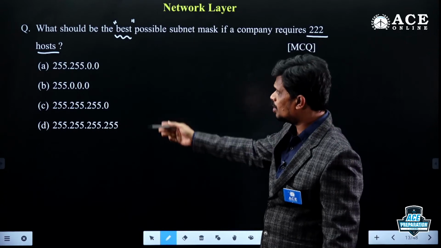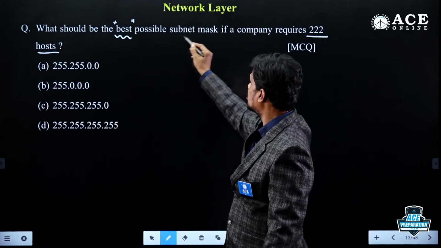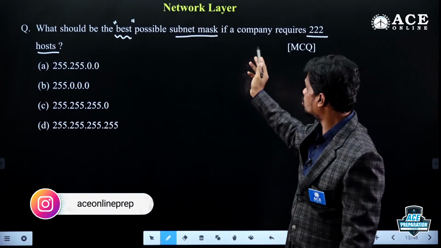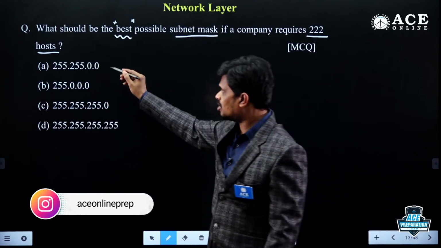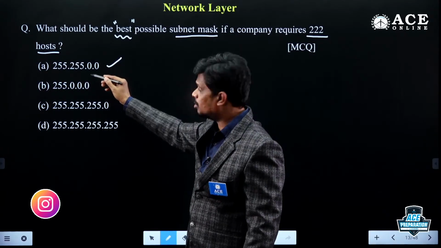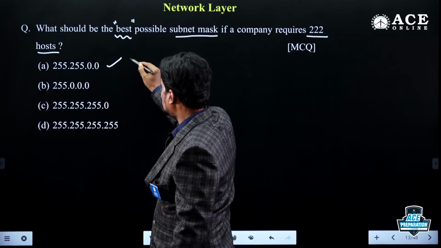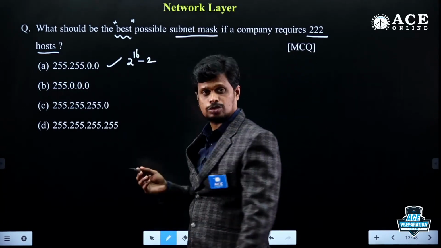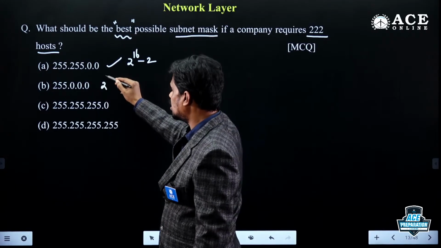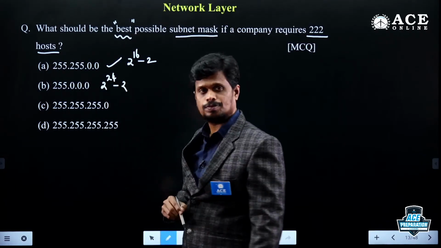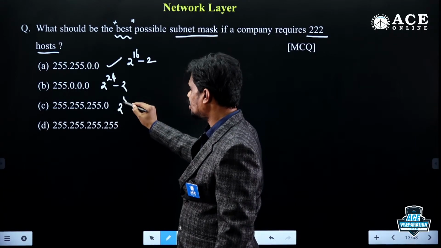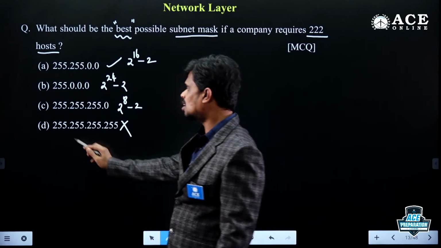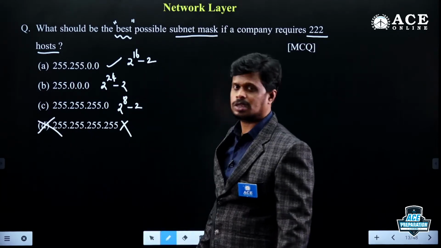So just look at the given subnet masks: which one satisfies the 222 host requirement? This one has 16 zeros, so 2 to the power of 16 minus 2, which can easily accommodate 222 hosts. This one also can accommodate 2 to the power of 24 minus 2. This one can accommodate 2 to the power of 8 minus 2. But this one cannot accommodate 222, so option D is out of the race. The answer is among A, B, C.